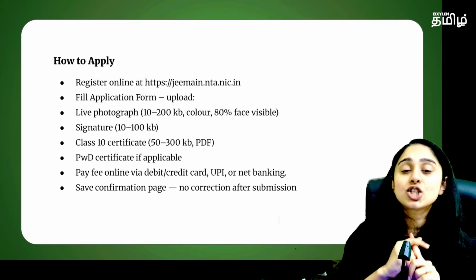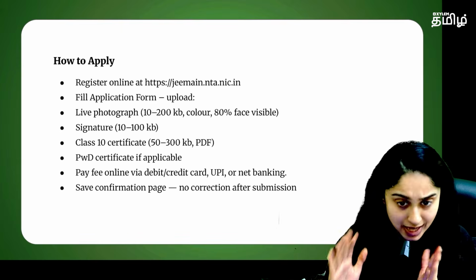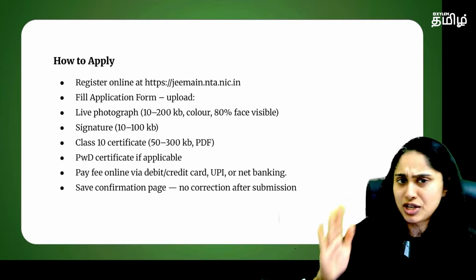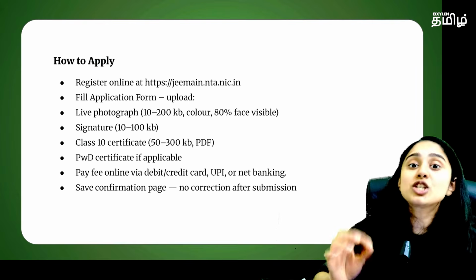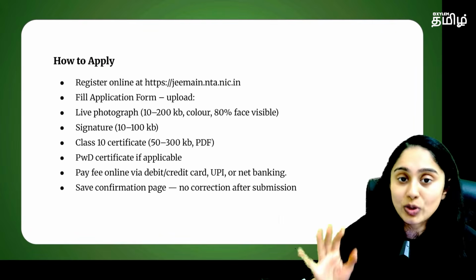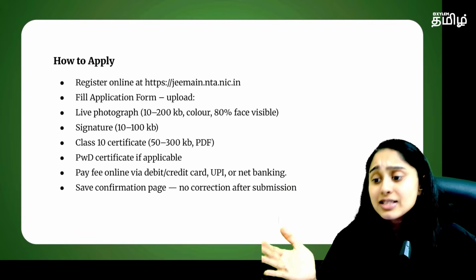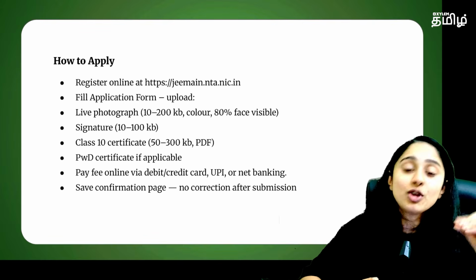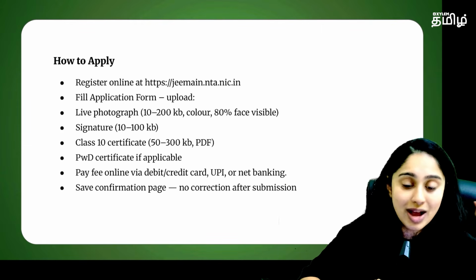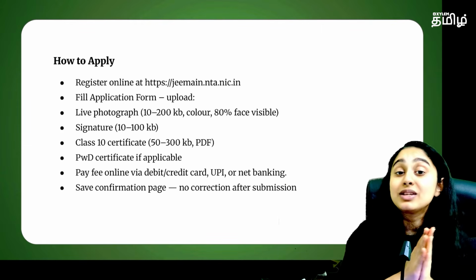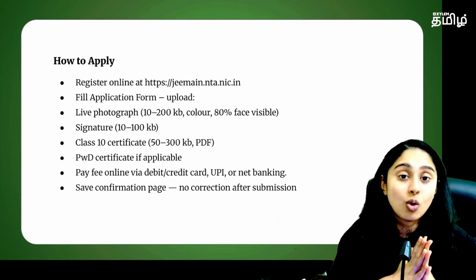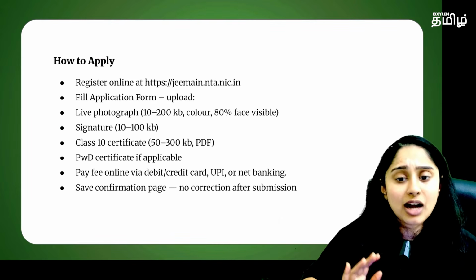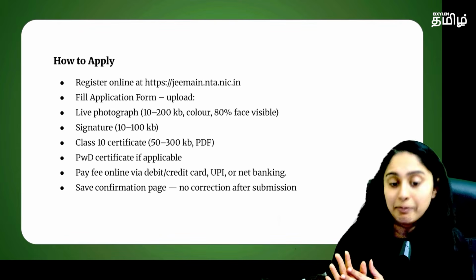Okay, now signature has to be 10 to 100 KB in size. Then you need to have your class 10 certificate, which has to be 50 to 300 KB in size, which is preferably in a PDF format. So in case you have a JPG or something else, make sure that you are preparing a PDF format before you apply. Now if you are in the PWD category, make sure you have your certificate ready, and apart from this, like I said, the payment has to be done only through the online portal. Okay, so it can be done through any debit card or credit card, UPI or net banking ways.